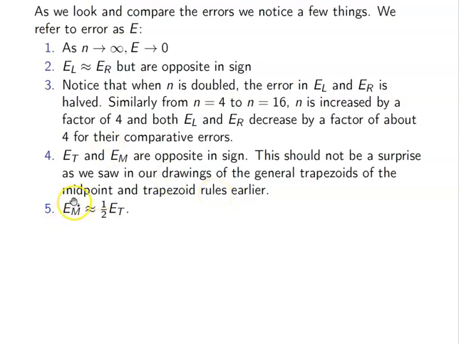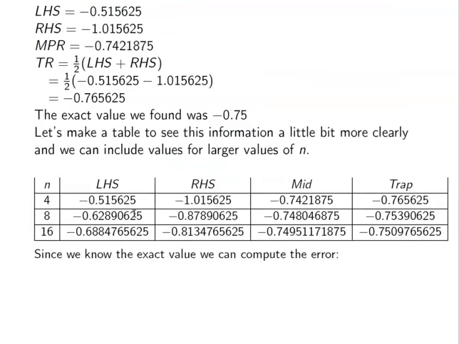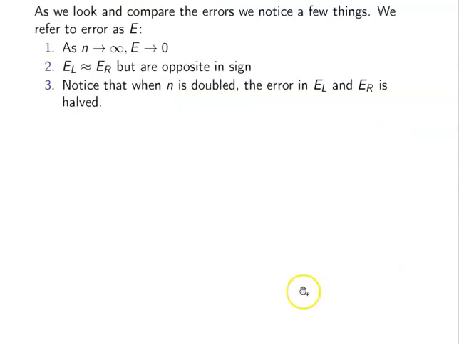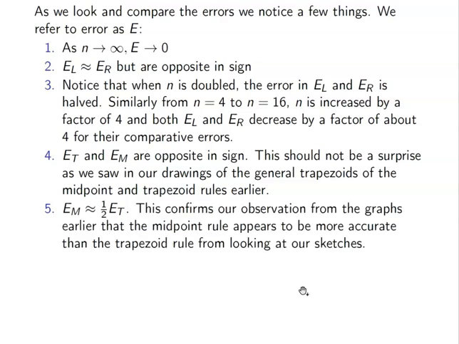The error for the midpoint rule is about half of that of the trapezoid rule. So back to errors. This is 0.015. About half of that would be 0.007, 7.5 really. Half of 0.0039 or 0.004 would be about 0.002. So they're very close. This is about half of the trapezoid. That's actually pretty good. We have half of the error.